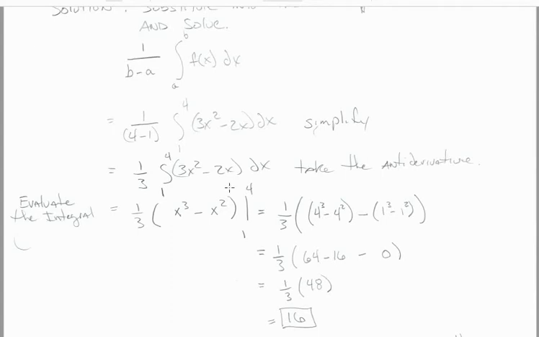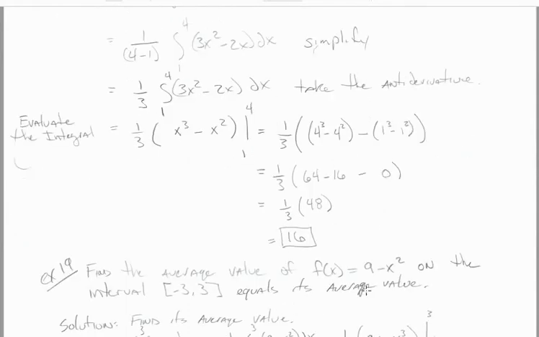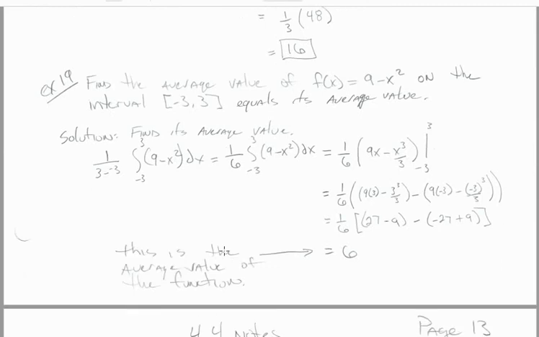So when we substitute in 4 and 1 for x, and we work through the integrand piece, we get 64 minus 16 minus 0, which is 48. So then we take that 1/3, part of that average value theorem in front, so 1/3 of 48 is 16. So there's where we're using it in that scenario.